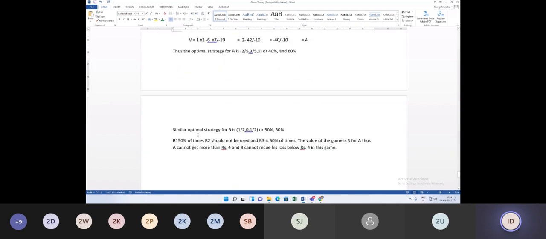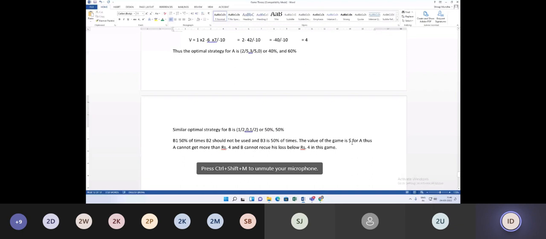Similarly here, the optimal strategy for B is 1 by 2. The second strategy is already dominated, that is ignored, and the third one is 1 by 2. So 50-50%. That means there is a 50-50% probability to select the strategies B1 and B3. B2 is already dominated, so B1 is used 50% of times, B2 is not at all applied, and B3 is used 50% of times.